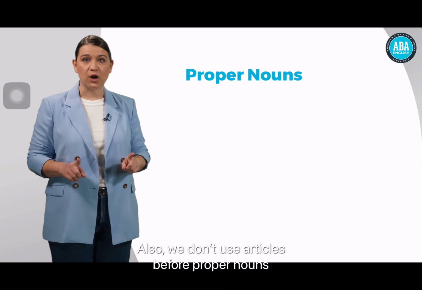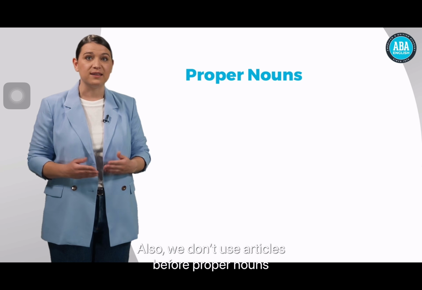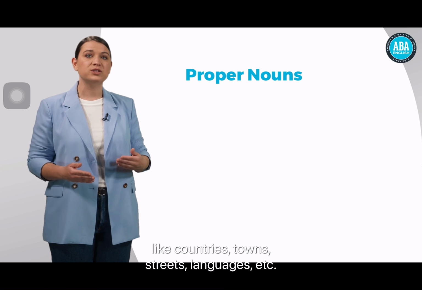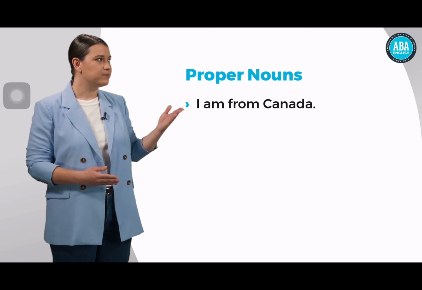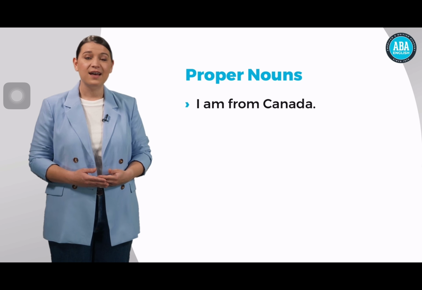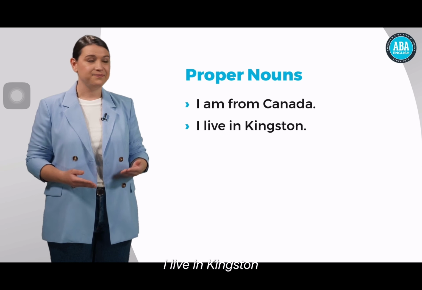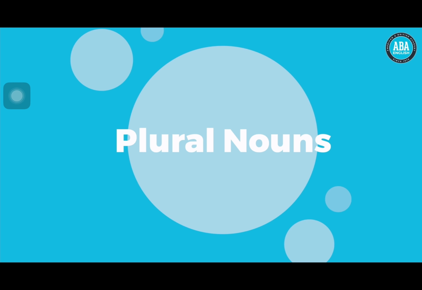Also, we don't use articles before proper nouns like countries, towns, streets, languages, etc. For example, I am from Canada. I live in Kingston. I speak English.